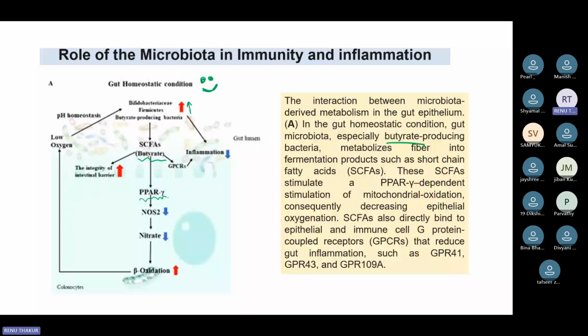It will decrease the nitric oxide synthase level, and also it will decrease the nitric oxide, and then it will increase the beta oxidation to meet the energy expenditure, and a low oxygen condition is required, which will support the growth of Bifidobacteria and Firmicutes, which are the obligate anaerobes.